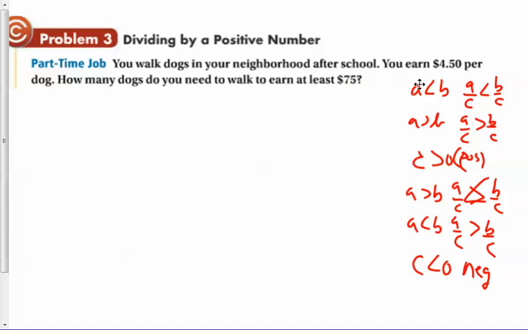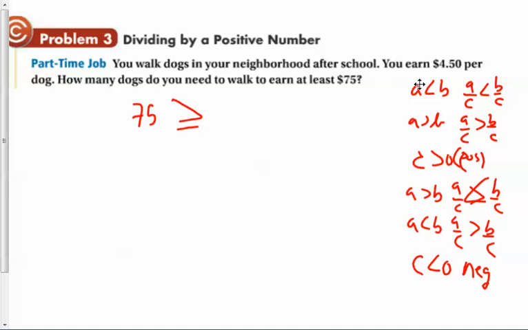Going back to the point, if you multiply or divide by a negative number, you have to change the direction of the inequality symbol. So you're dog walking in your neighborhood after school. You earn $4.50 per dog. How many dogs do you need to walk to earn at least $75? So we would like to have greater than or equal to 75 bucks.